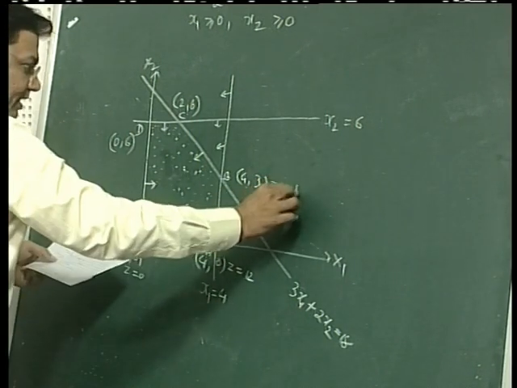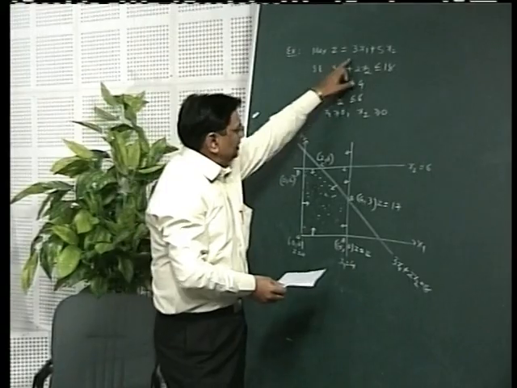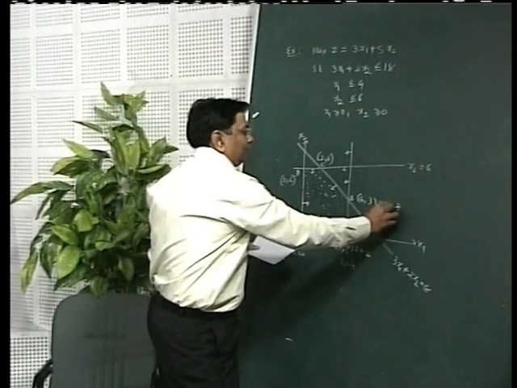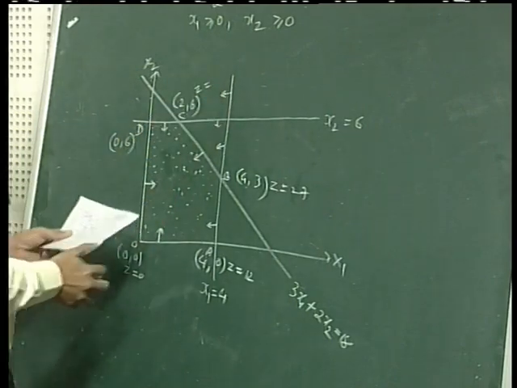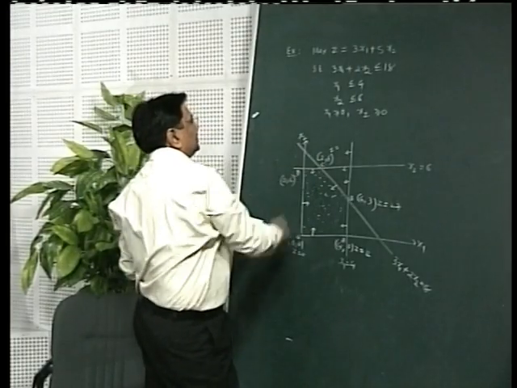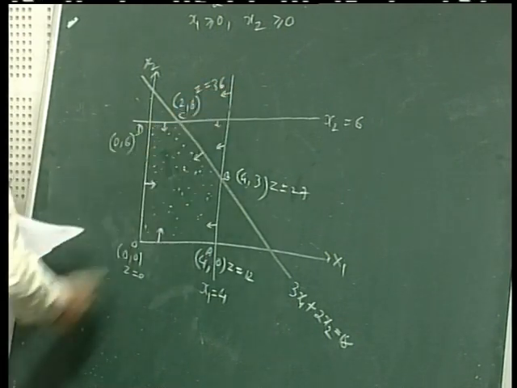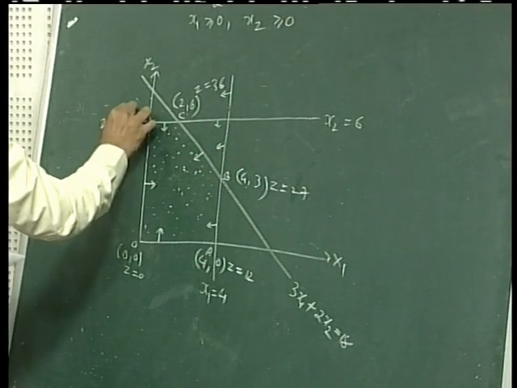So ZB is, 4 3s are 12 and 3 5s are 15. So 15 and 12, 27. And then at C, the value of z will be 2 3s are 6 and 6 5s are 30. 30 and 6, 36. And here the z is 0 and 6 5s are 30.